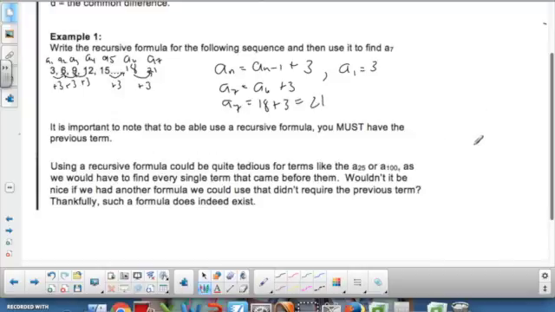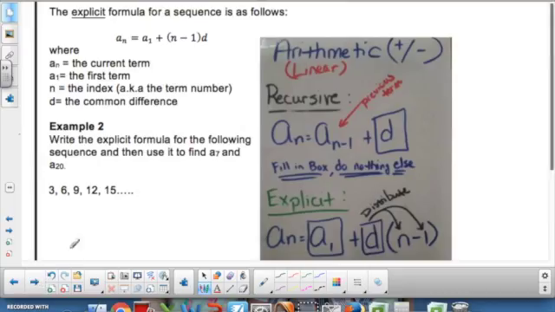Using the recursive formula is great and easy, and all you've got to do is keep adding 3 if you only need the 7th term. But it becomes a problem when we need to find the 25th term or the 100th term or something crazy like that. I don't want to have to find 99 terms just to figure out a sub 100. So here's where we get the explicit formula. Let's go ahead and move into that.